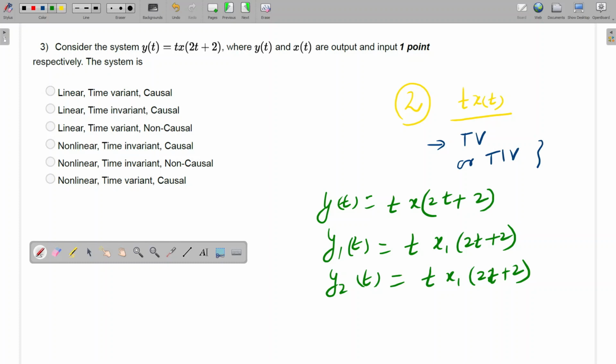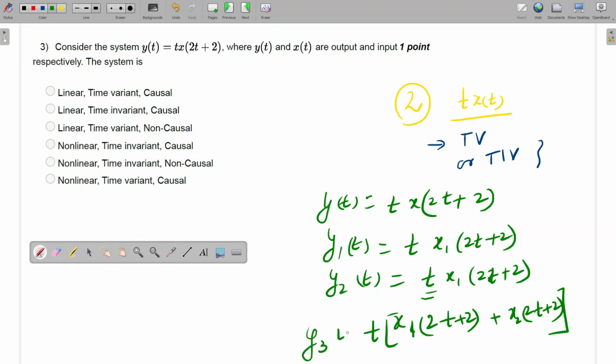See, outside only we are multiplying time here. So this x1 (2t plus 2) plus x2 (2t plus 2), multiplied by time outside. So x1 plus x2, we are doing the same thing outside. Outside we are multiplying by time to both. This will be y3 of t.